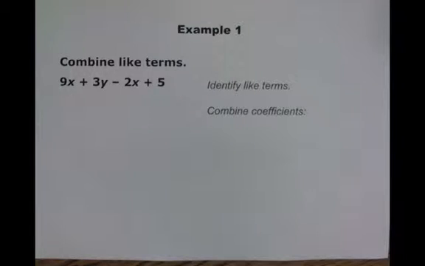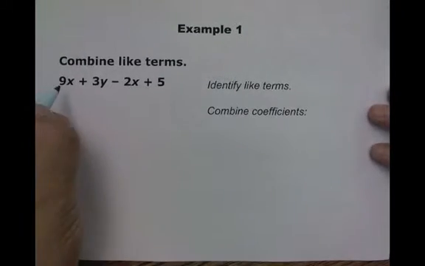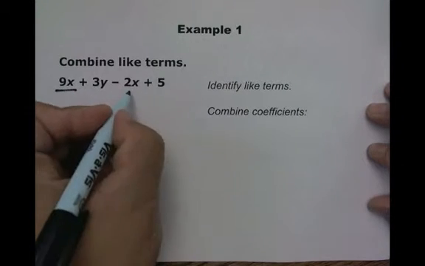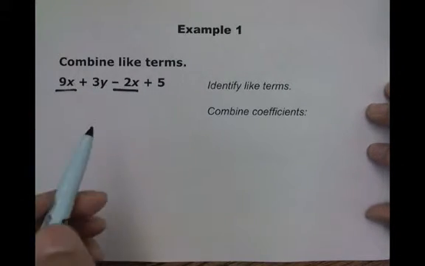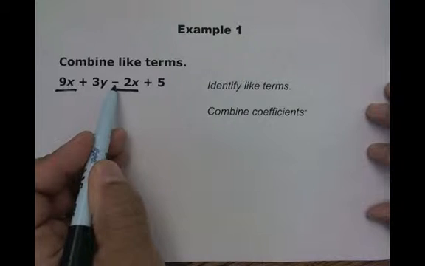Example 1 for combining like terms. 9x plus 3y minus 2x plus 5. So the first thing we have to look for are terms that look alike. In this case, 9x and minus 2x match. Remember to bring the sign with it.